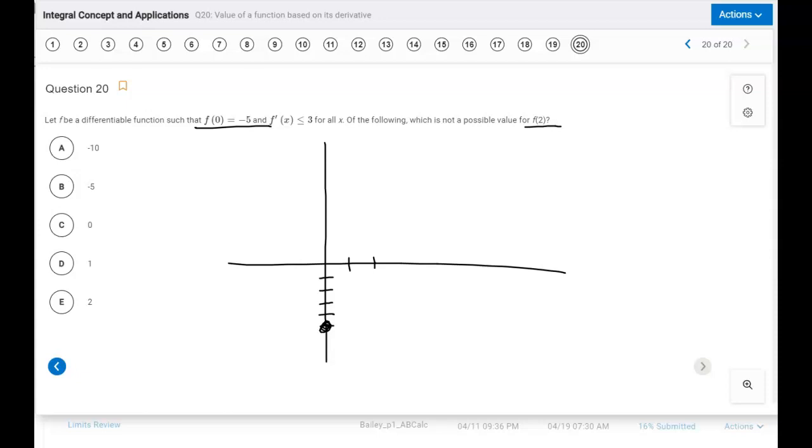All right, there we go. Let's try -5. So at 2, if I put -5, that's a slope of 0. Is that less than or equal to 3? Yep, we're good. All right, let's try another one.